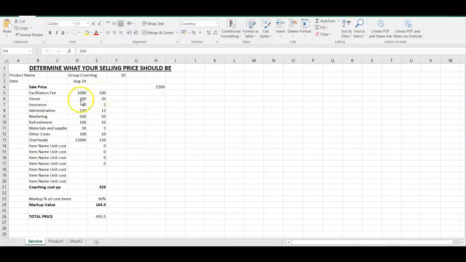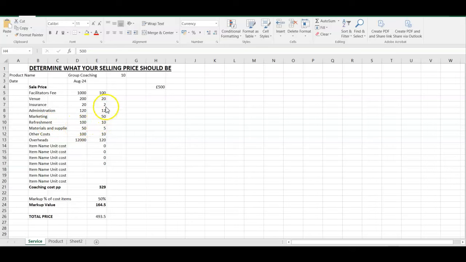Let's say the venue costs you £200 and you have 10 people. Like we said, each person's associated cost will be £20. Let's say the insurance for that month is £20, and so each person is paying £2. Administration, let's say you get someone to come in and do some work, and you're paying them £120 for the day. Well, then if you split that over 10 people, that's £12. Let's say your marketing did cost you £500 to get those 10 people in, so each person's cost is £50.